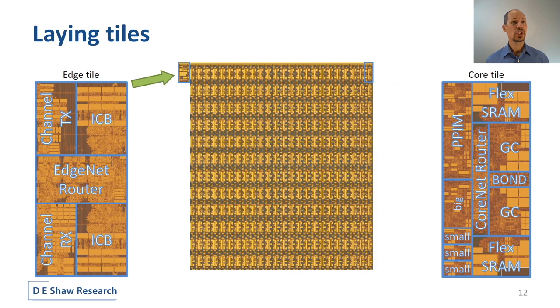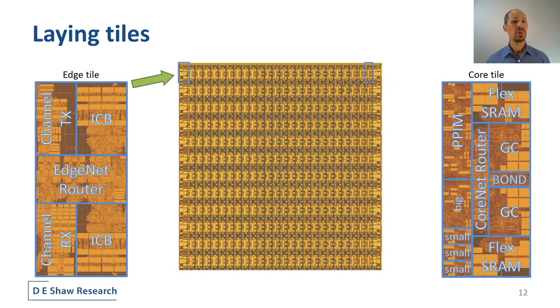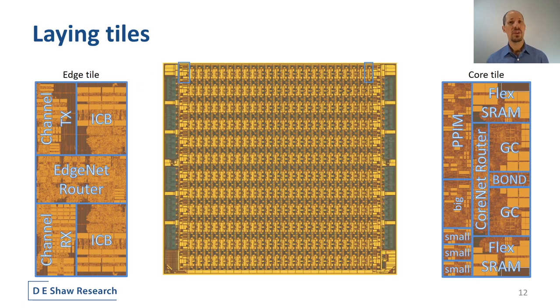Two columns of edge tiles bracket the core tiles, completing the Anton 3 tile array. As in Anton 2, the periphery of the chip houses the SerDes PHYs, a logic analyzer, visible in the lower left, and the host interface, visible in the lower right.